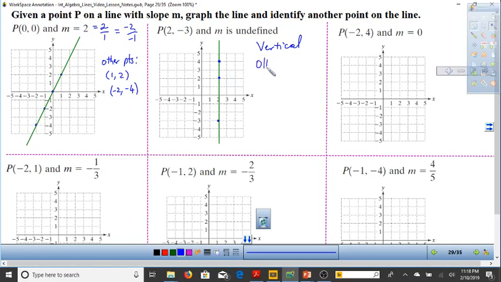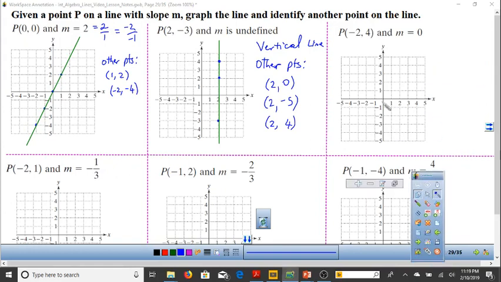So other points then would be basically any point where the x-coordinate is 2. So we are talking about 2, 0, 2, negative 5, 2, 4. So many different possibilities. In this case, this slope is 0, so we know that this is a horizontal line, which means the y-coordinates do not change.